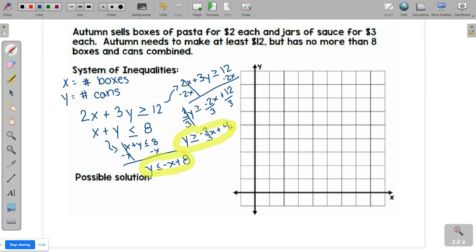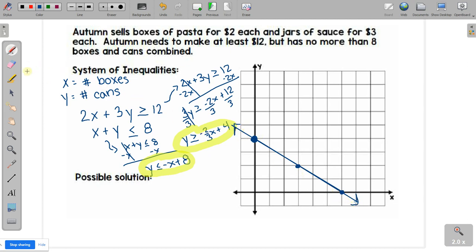So we're going to start at our y-intercept at 4. We have a slope of negative 2/3. So down 2 to the right 3. Graph the line, and it's an equal to. Oops. Try that again. So it's a solid line.